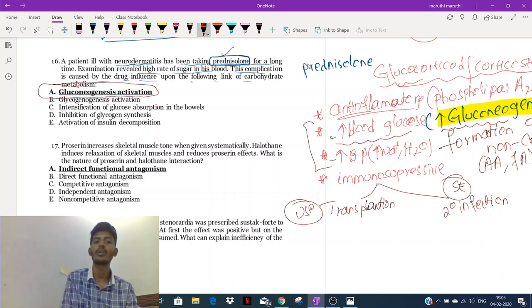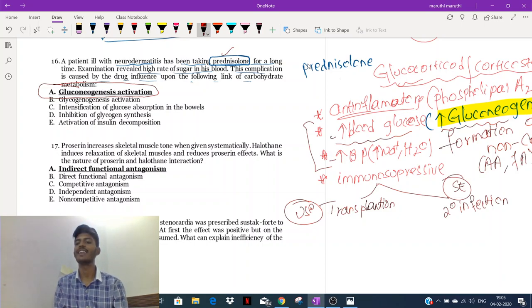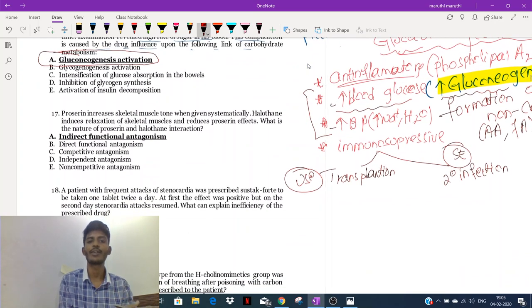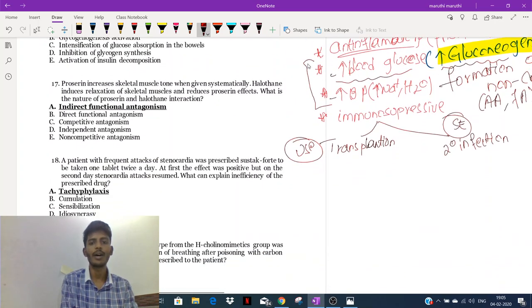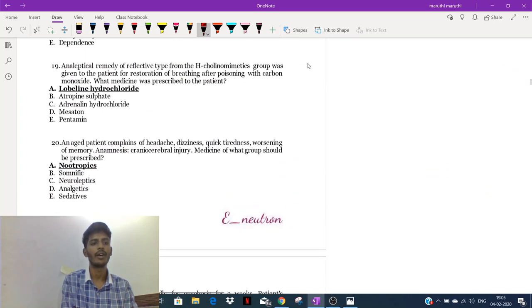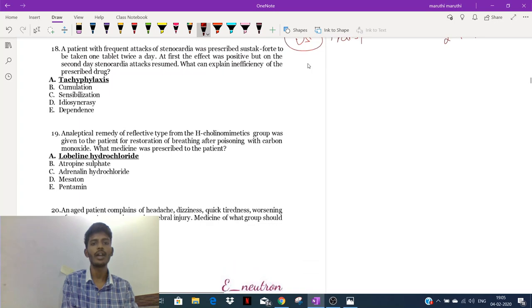If that is leading to gluconeogenesis activation, that will lead to a high level of blood sugar by doing what? By increasing the gluconeogenesis. So this is a story of prednisolone. Okay, chalo. Now let's go to the next question.